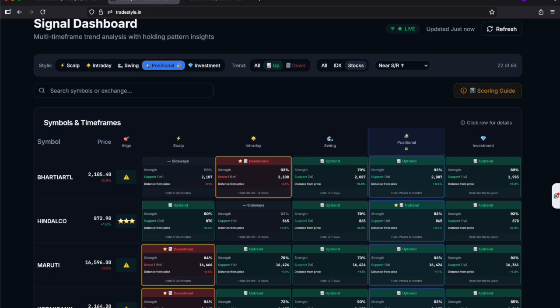I'm not a SEBI registered investment advisor, so please do not just use this for your trading. This is just one of the tools that you can use for your trading. And this is free for now. Go ahead and try it out, and provide feedback.